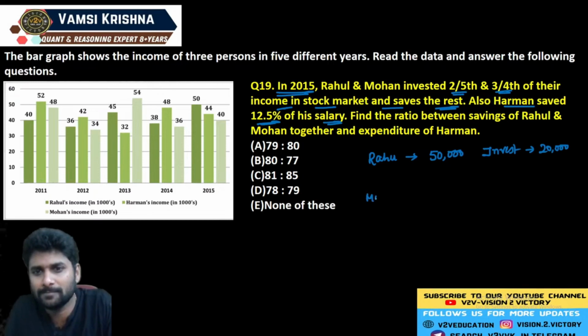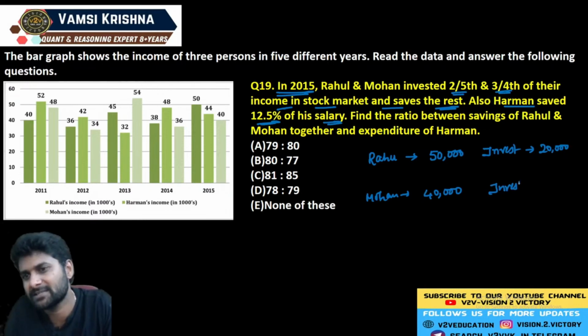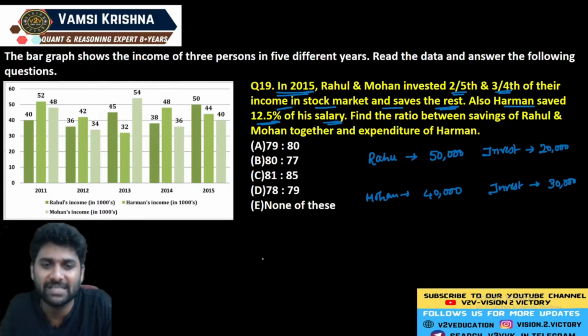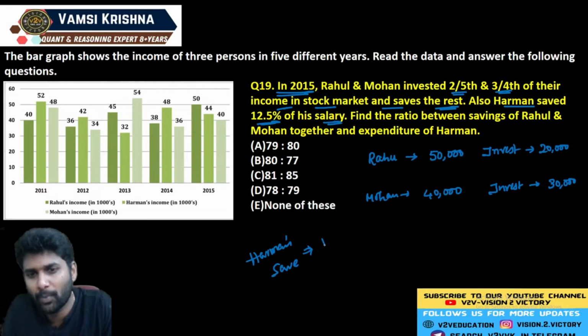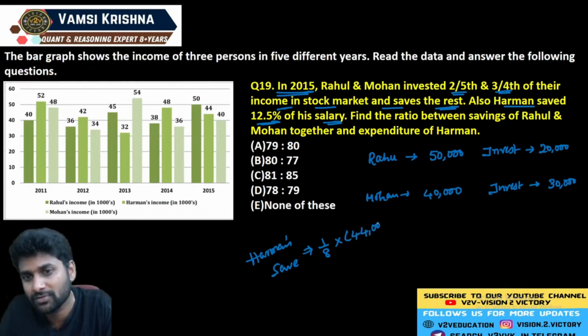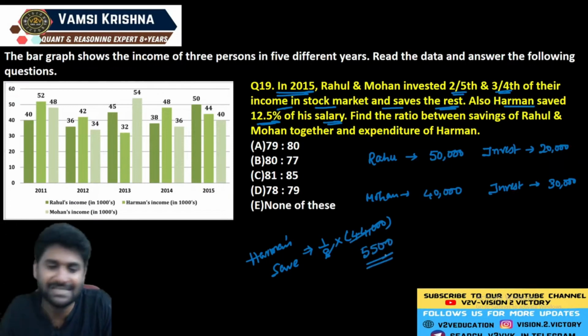Take the other person, Mohan. What is Mohan's income here? 2015 Mohan income is 40,000. And they clearly mention that the person invested 3/4. So definitely the investment is exactly equal to 30,000. Another point here: Harman saved 12.5% of salary. So here Harman's savings, and you already know that 12.5% means 1 by 8th of that value. 1 by 8th of Harman's value, which is exactly equal to 44,000. Now go through the calculation here. It's 5,500 rupees savings.